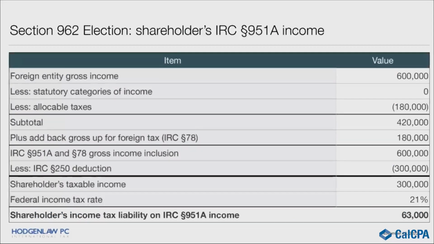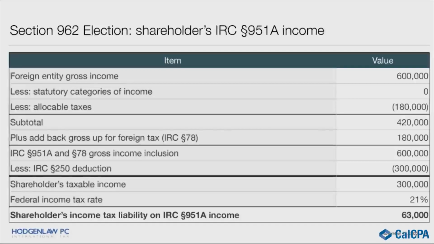Okay, first, the section 951(a) income, the pass-through. Again, same numbers, $420,000 coming through. We have to add back the $180,000 in taxes paid by the foreign corporation if you want to take the indirect foreign tax credit. So we do that, and we say we have a $600,000 gross income inclusion minus this make-pretend section 250 deduction, which is only there for political reasons.